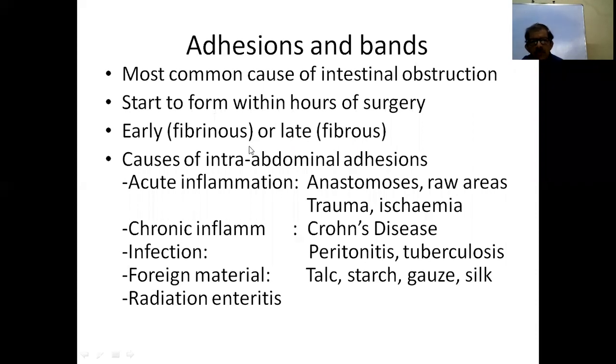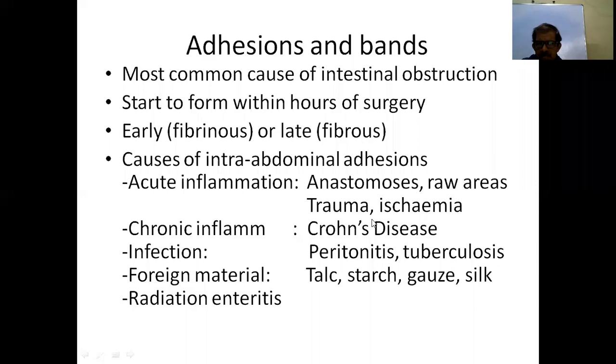So what are the causes for intra-abdominal adhesions? Once you open the abdomen, it is bound to adhere together. That is the way of healing. The things that will hasten or exaggerate the adhesions are anastomosis. Because always the omentum will try to cover wherever there is ischemia, so there is ischemia around anastomosis. Then raw areas. In these, adhesions will form because of acute inflammation.